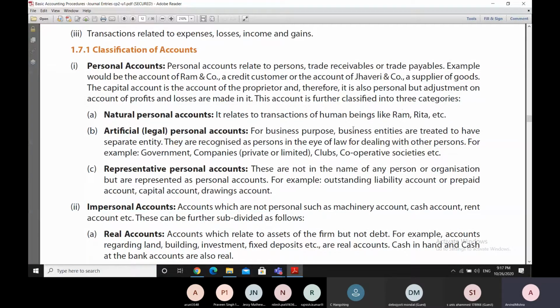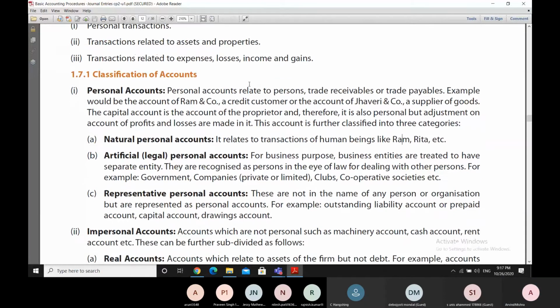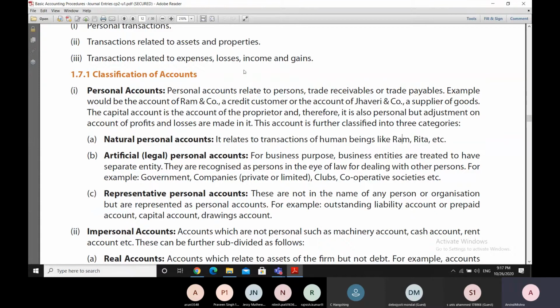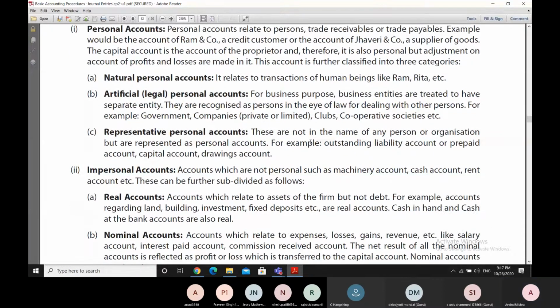Now, the second category is the impersonal accounts. So among the impersonal accounts, accounts which are not personal in nature, they may be dealing with properties, as we have mentioned here, or assets. So the accounts which deal with properties or assets, like machinery account, cash account, rent account, these are all impersonal accounts which have got no relation with any person as such. Absolutely no relation with any person.